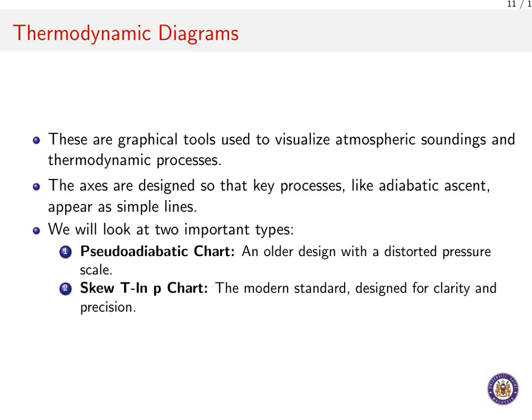First is the pseudo-adiabatic chart, which is an older design. While historically important, its layout can make different soundings look very similar. This led to the development of the Skew T log P chart. This is the modern standard you will see everywhere. Its clever design skews the temperature axis, which makes it much easier to analyze the stability of the atmosphere with precision.